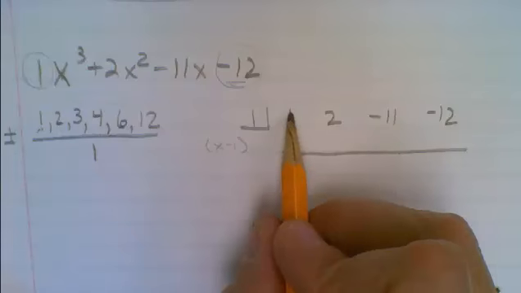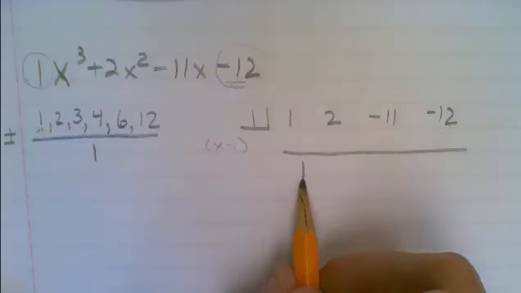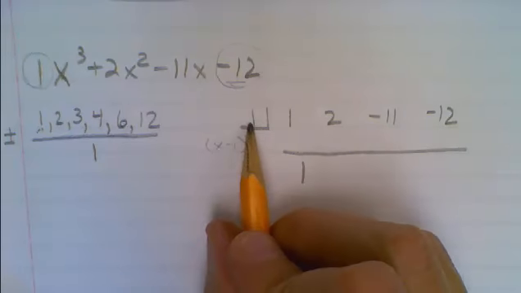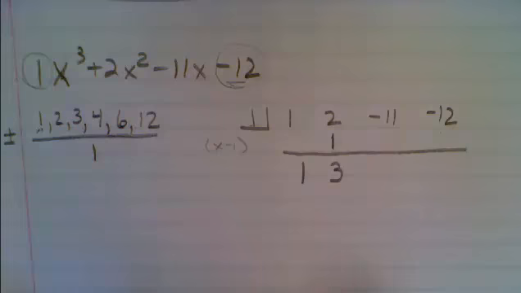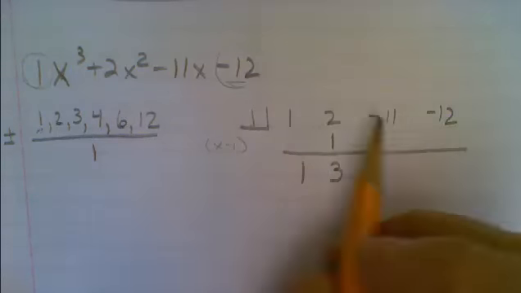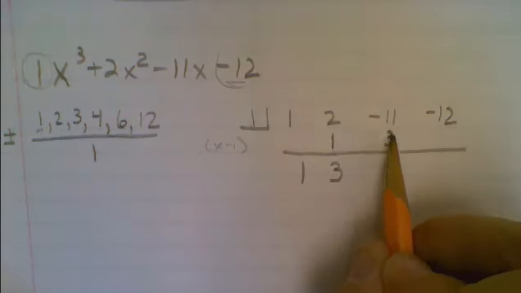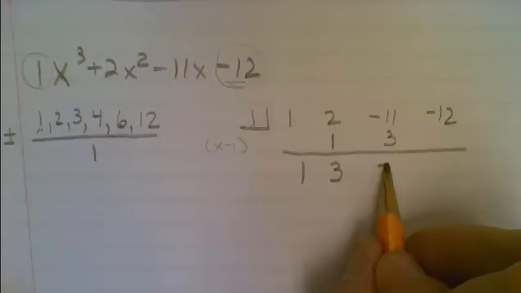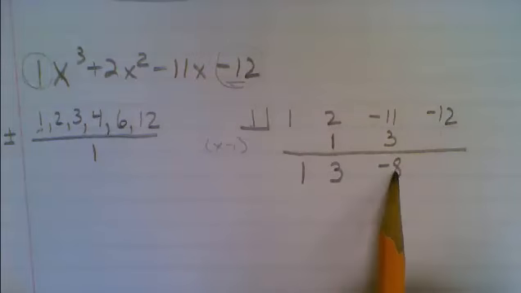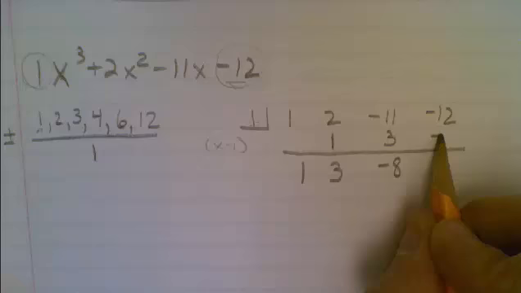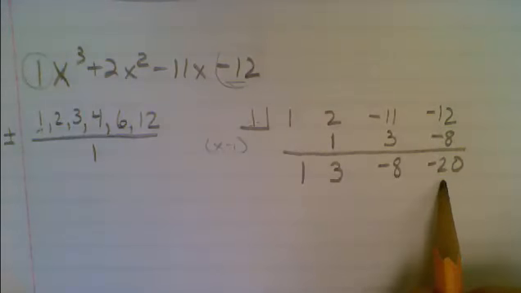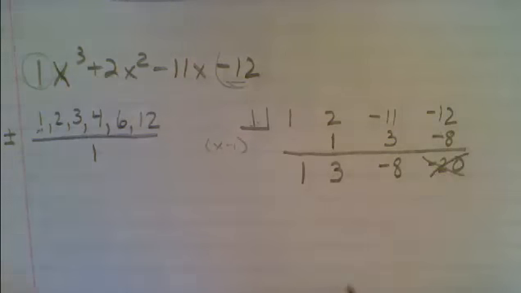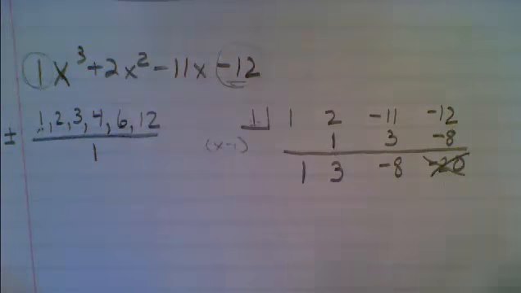To get started, you bring down the 1 in your answer row, you multiply 1 times 1, put it in the next column, and add. 2 plus 1 is 3. Then you take that, 3 times 1 is 3, put it in the next column, and add those together. Negative 8 times 1, put it in the next column, and add. So this tells me there's a remainder of negative 20. So that is not a root then, there's a remainder.